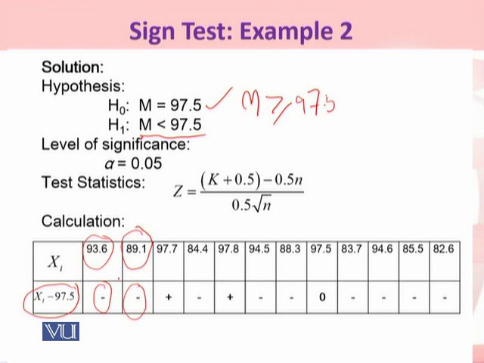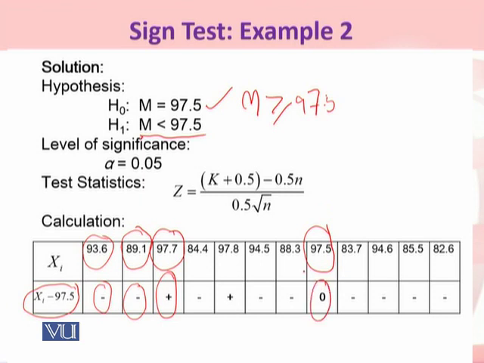The next value, students, is 97.7. Now this value is larger than the median, so when we subtract 97.7 from 97.5, that gives us a positive value. So we are going to count the negative and positive signs in this manner. Now students, here I would like to point out one value, that is 97.5. It is exactly identical to the median, so the answer will be 0.